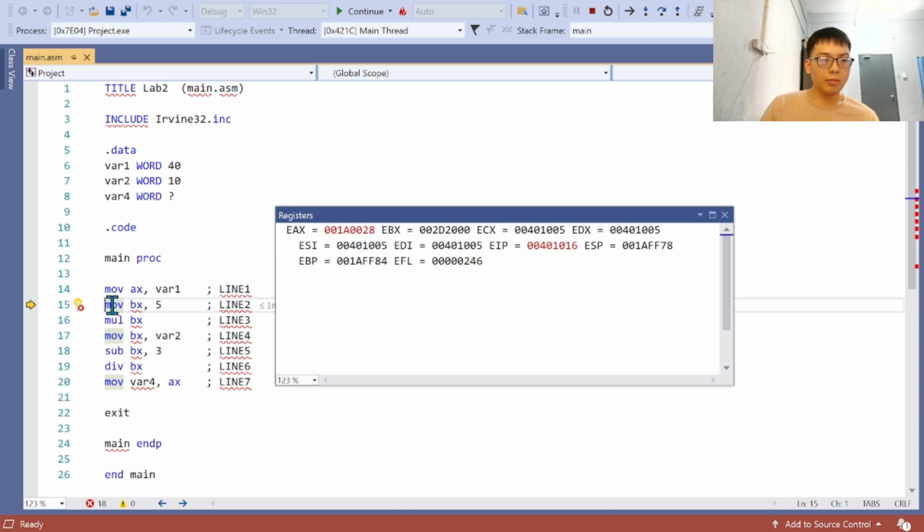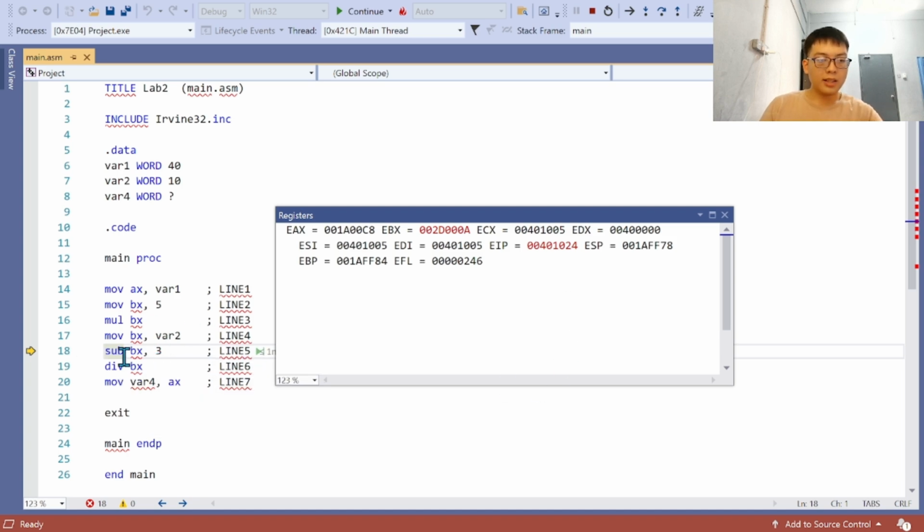And this line moves the 5 into BX. After execute this line, the BX becomes 0005. And this line multiplies the AX with BX. After execute this line, the AX becomes C8 in hexadecimal. And this line moves the var2 into BX. After execute this line, the BX becomes 000A.